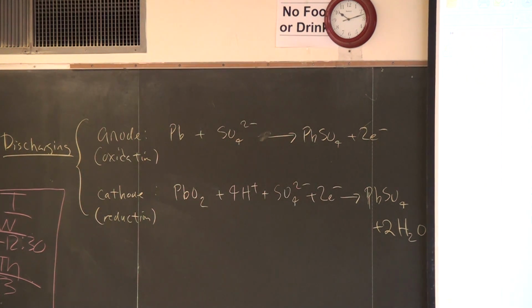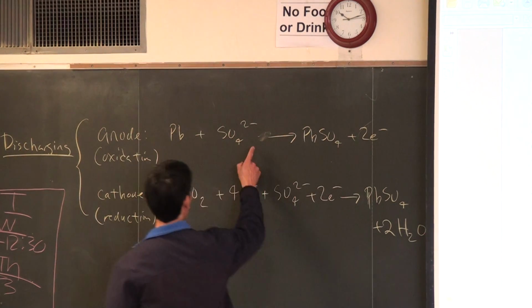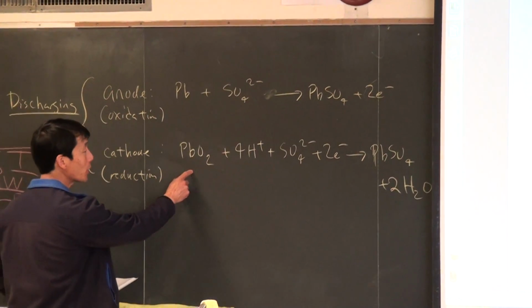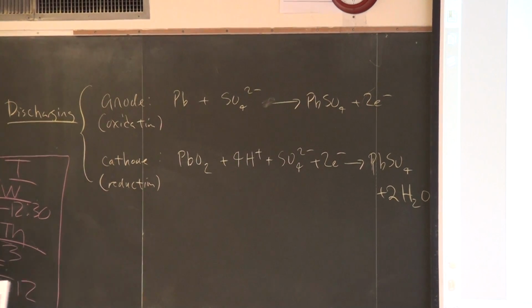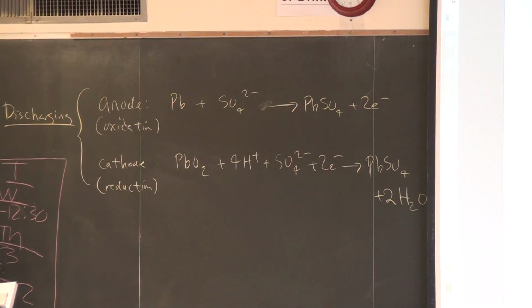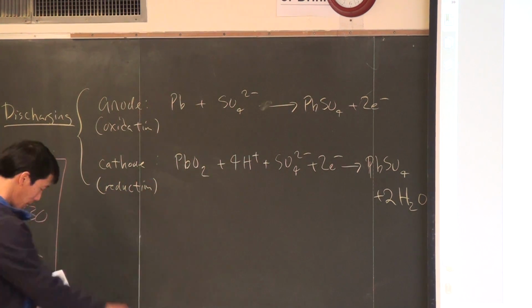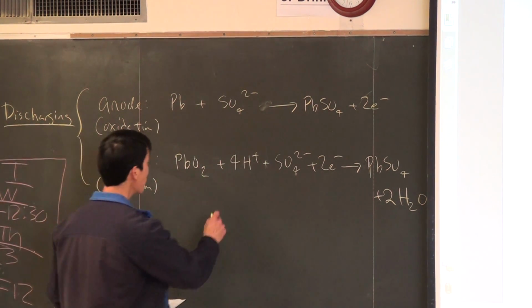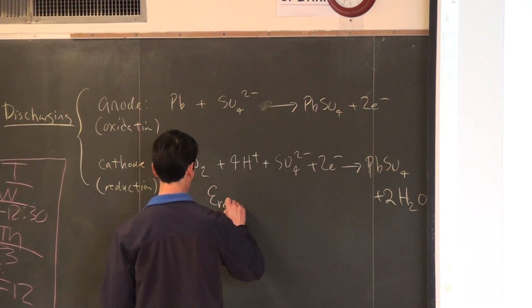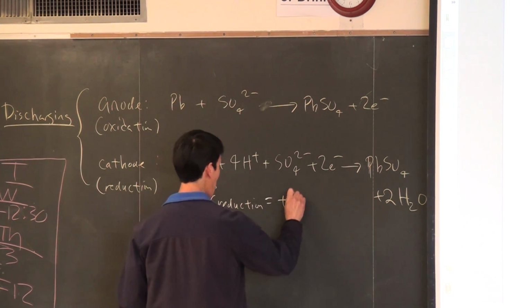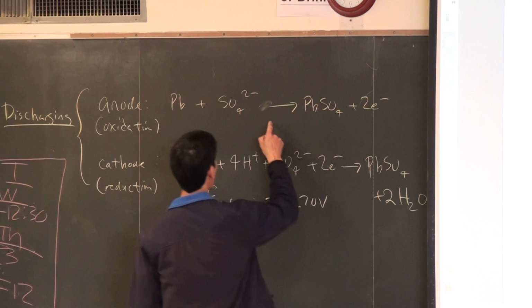So for this one, what's the reduction potential? Actually, let's do the cathode first. What's the reduction potential for that one? For the lead oxide, that's 1.7 volts. Okay, so E reduction is plus 1.70 volts.